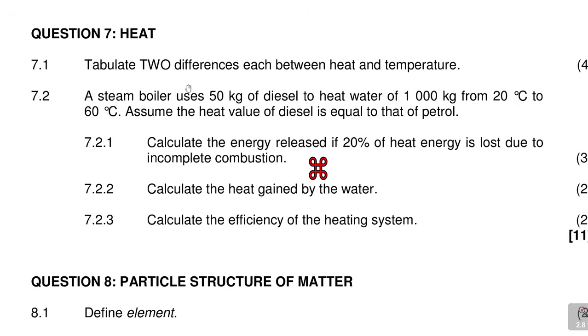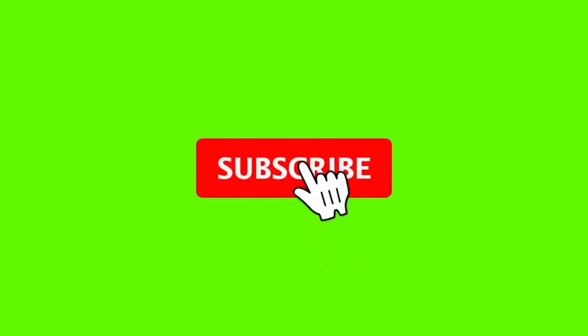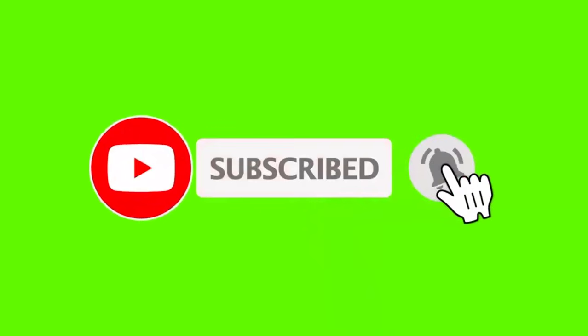It is this particular question, which means I'll also do more questions in the second section. It was tabulate the difference between heat and temperature. A steam boiler uses 50 kilograms of diesel to heat 1000 kilograms of water from 20 degrees to 60 degrees. Assume the heat value of diesel is equal to that of petrol. Then they ask all these questions. These are the questions that I'm going to deal with in the next section. So stay tuned, watch out.